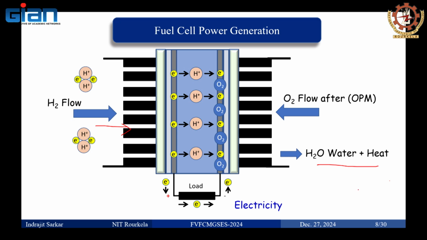So this is the process going on inside a fuel cell unit, a fuel cell module. There is a continuous flow of hydrogen, and continuously there is a flow of water. This is not water, it is hot air, so it is water vapor.